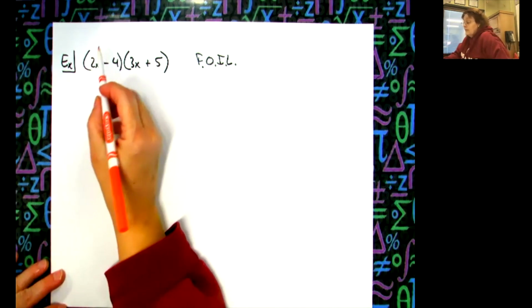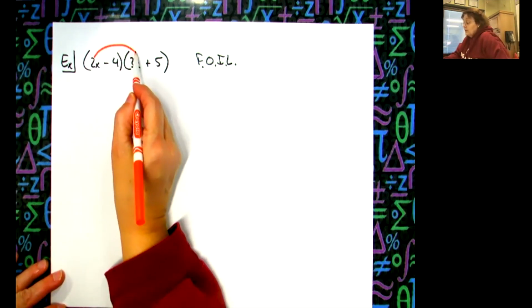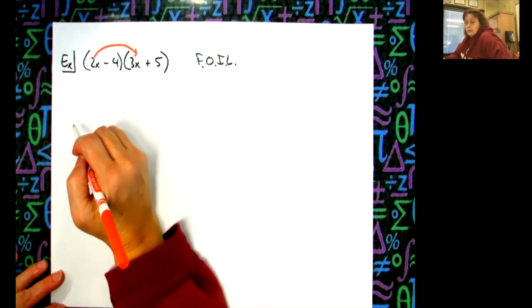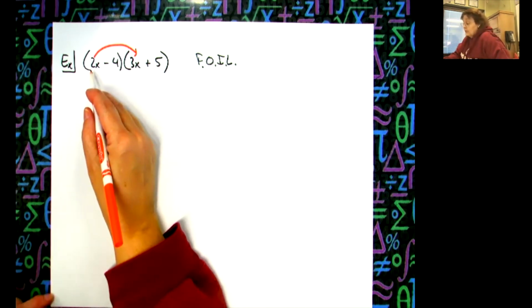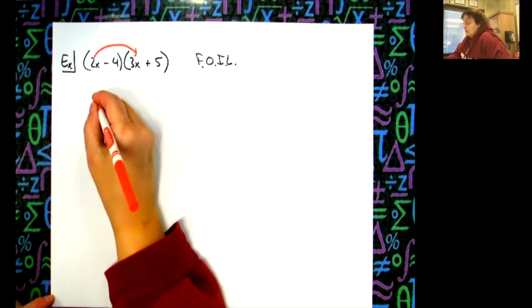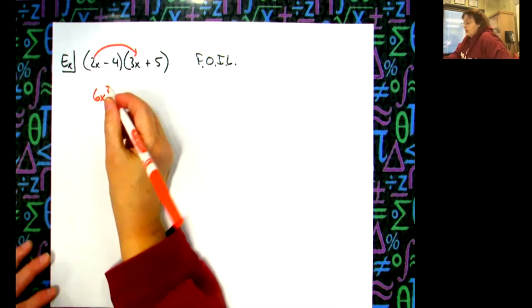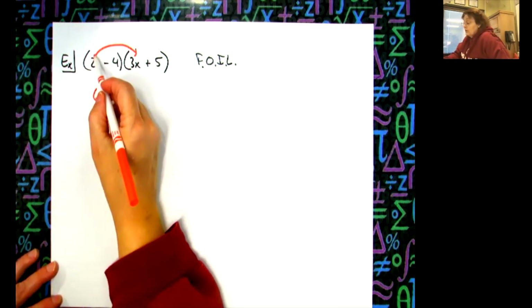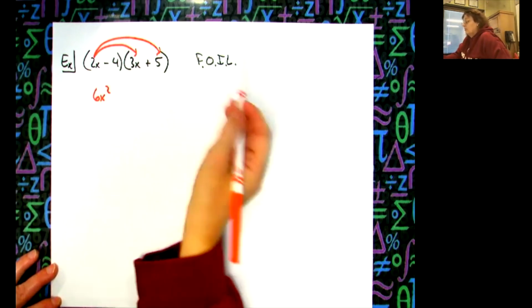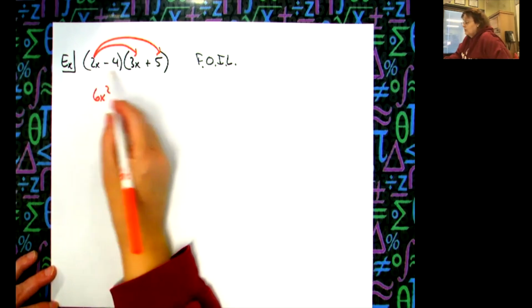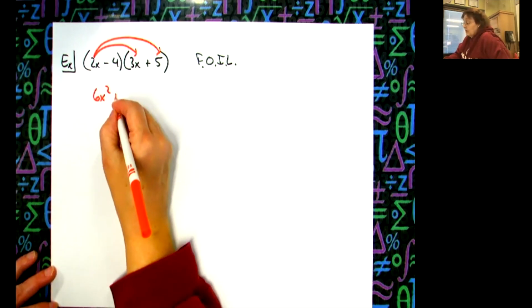So I'm going to take this term right here, and I'm going to distribute it to the 3x. I'm going to go ahead and multiply that, and let's just do it all at the same time here. So 2x times 3x is going to give me that 6x squared. Then I'm going to distribute that same term to everything in that second binomial. So 2x times 5 is going to give me a 10x.